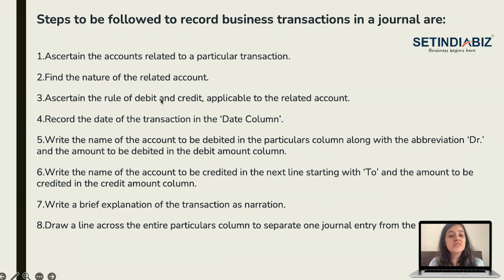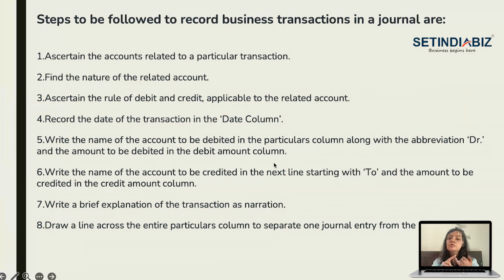Ascertain the rule of debit and credit applicable to the related account. Then we'll apply the rule of debit and credit. Record the date of the transaction in the date column. Write the name of the account to be debited in the particulars column along with the abbreviation Dr and the amount to be debited in the debit amount column.